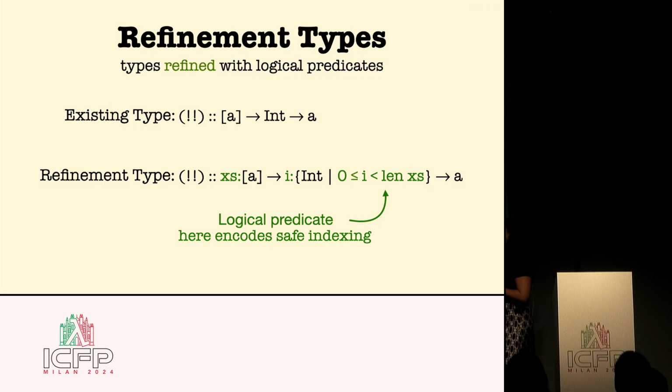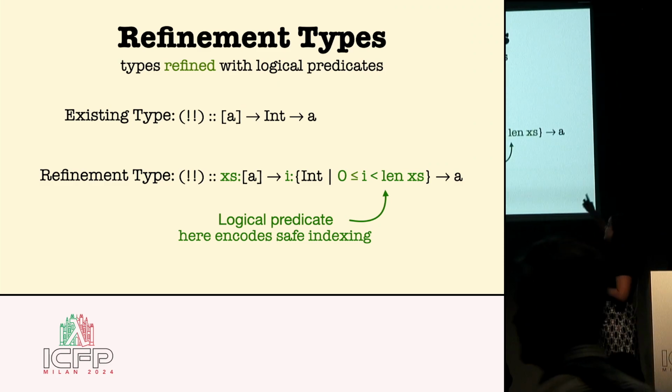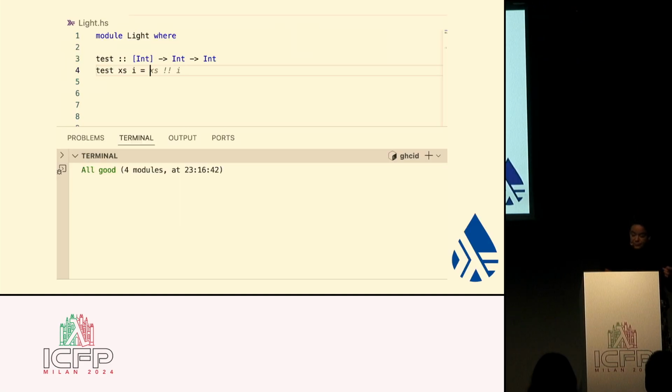So we can use refinement types to express that safe indexing should be safe. What we do is we give a name to the input list, we call it x's, and we refine the index to be within the bounds of x's. So we say that it has to be between 0 and the length of the list. So Liquid Haskell is a refinement type checker for Haskell programs. And this safe indexing and other refinement types for basic Haskell operators come built in with Liquid Haskell.